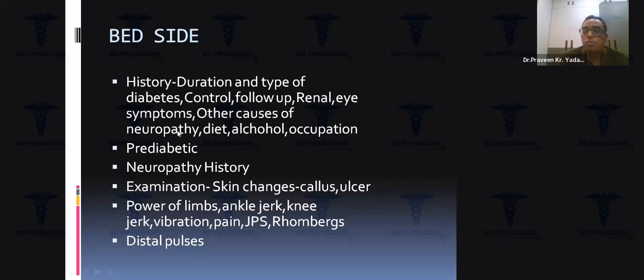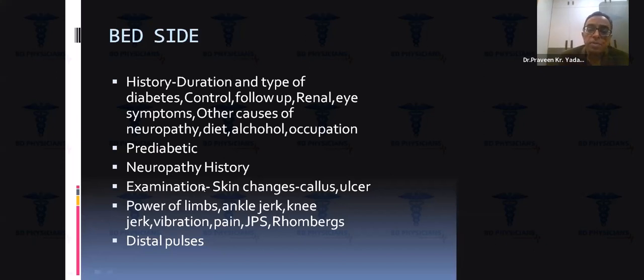Other causes of neuropathy you should rule out. You should ask about the diet, especially vitamin B12 deficiency, alcohol, and also occupational exposure to toxins and drugs, etc., which has to be asked. Then pre-diabetes status, you should ask the neuropathy history. We have to ask what is the onset of the neuropathy. All the 13 points which I have mentioned have to be asked.